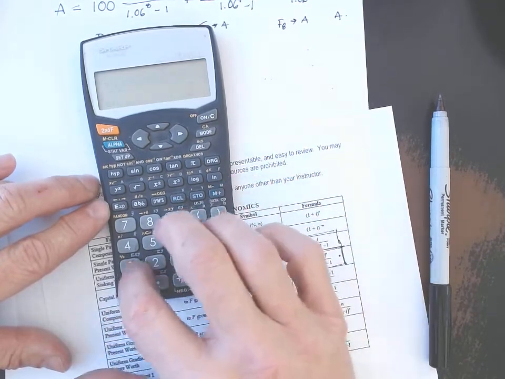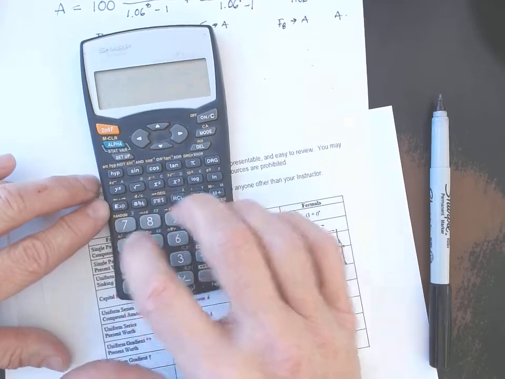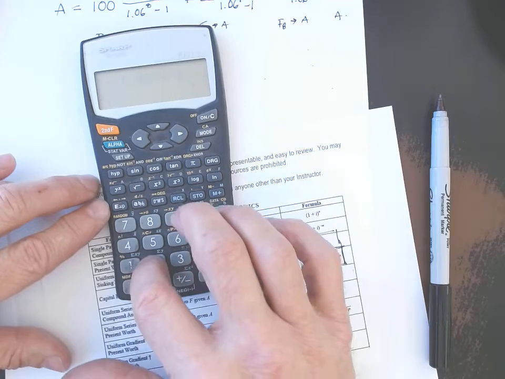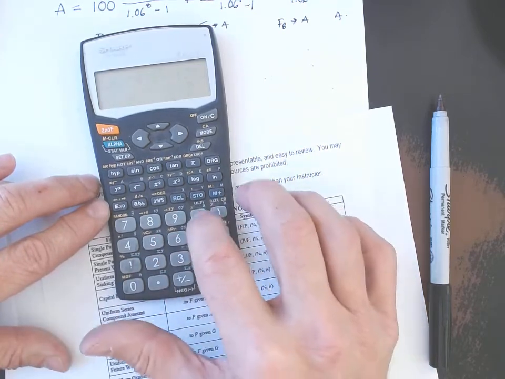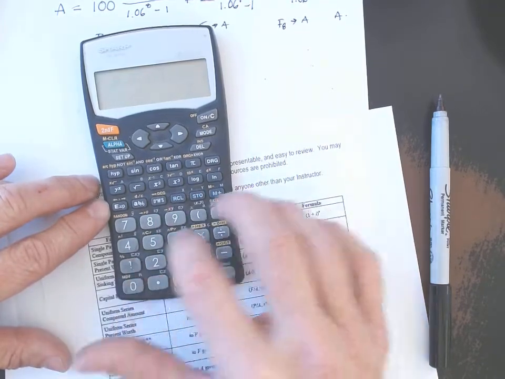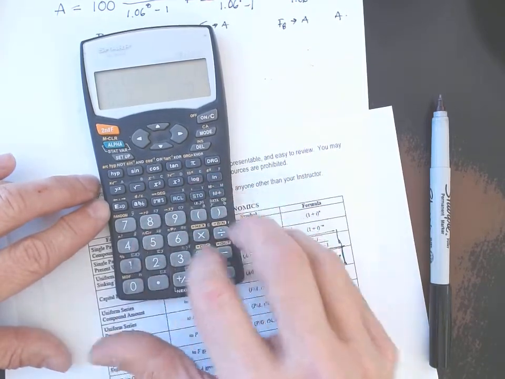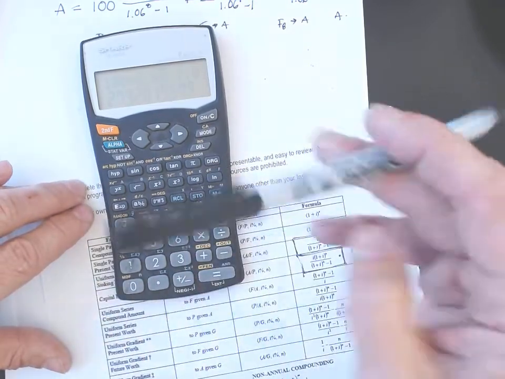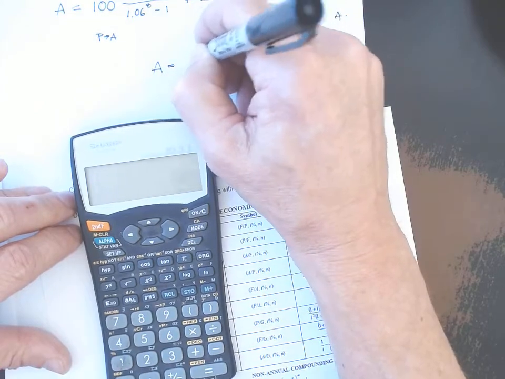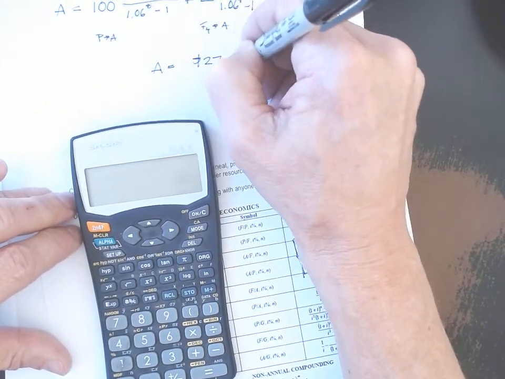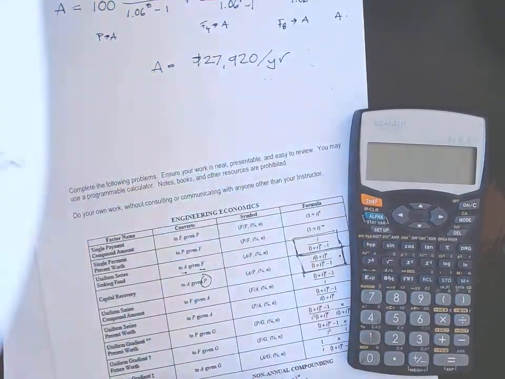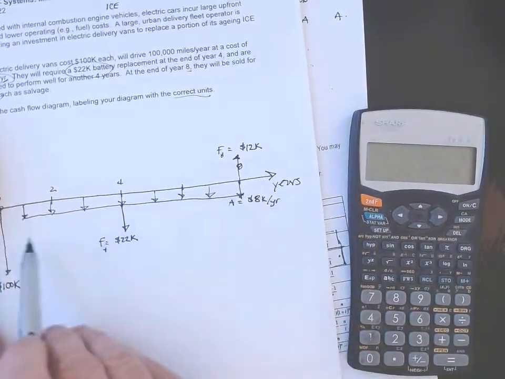Divided by the quantity 1.06 raised to the 4 minus 1, negative 12 times 0.06 divided by the quantity 1.06 raised to the 8 minus 1 in parentheses, plus 8. Boom, 27,920. So in this case, A equals 27,920 per year. That is the equivalent amount in annual expenses.